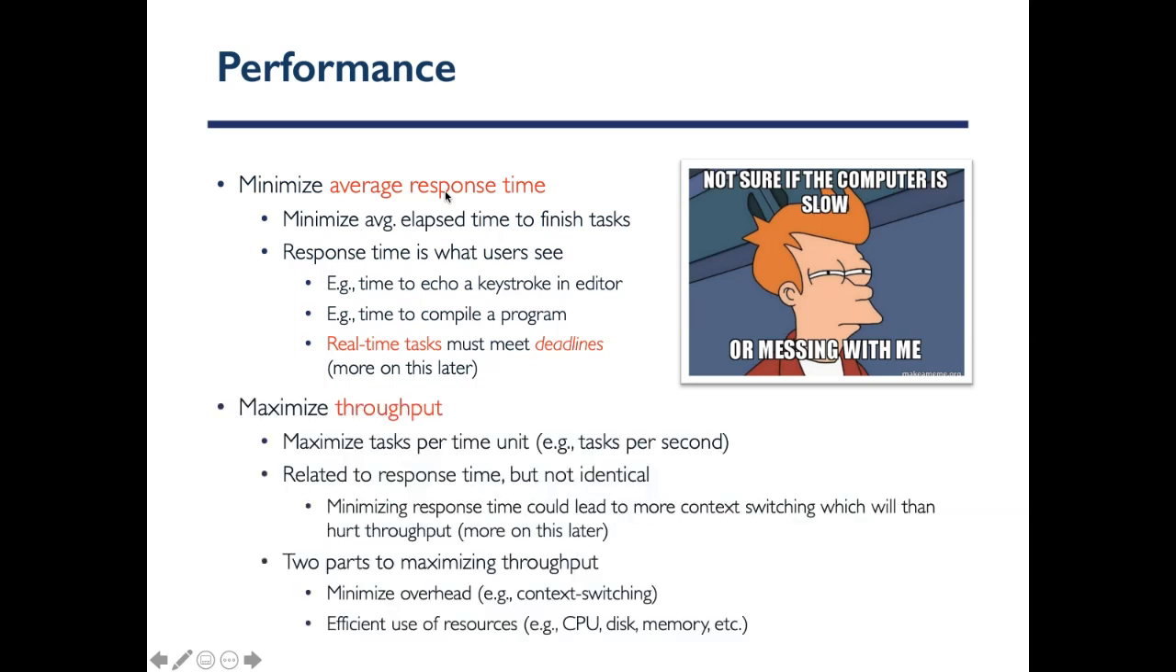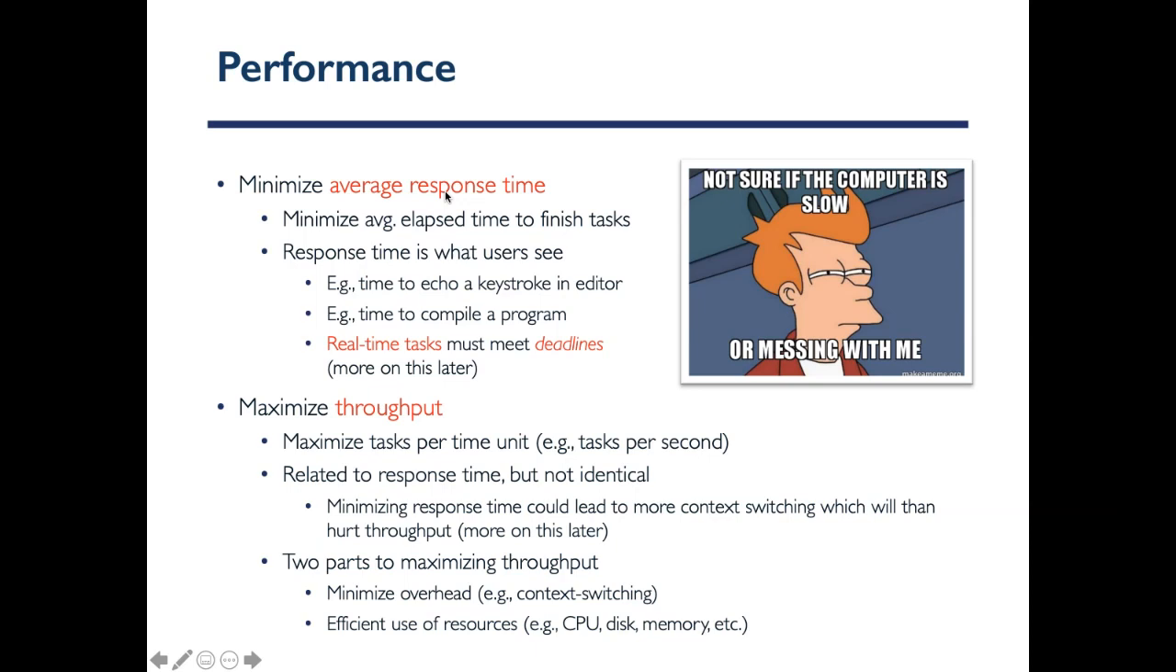The other metric that you can consider when you're talking about performance is throughput. So what is throughput? Well, throughput is tasks per unit of time or threads per unit of time. Basically, it means how many tasks I executed every second, let's say, or how many CPU bursts I executed per unit of time.